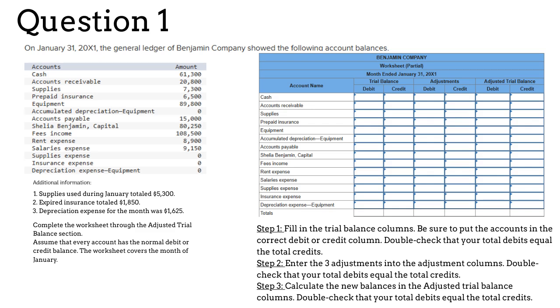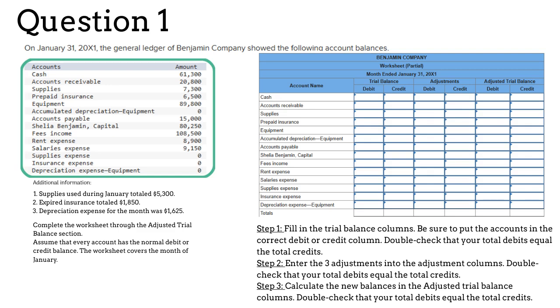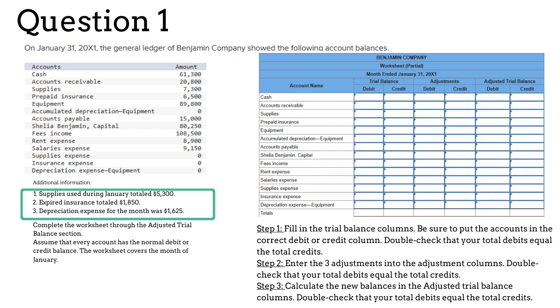Let's start with question 1 and Benjamin Company. At the top is the listing of accounts and below that are 3 adjustments. Step 1 is to transfer the account balances for each account to the trial balance columns of the worksheet.